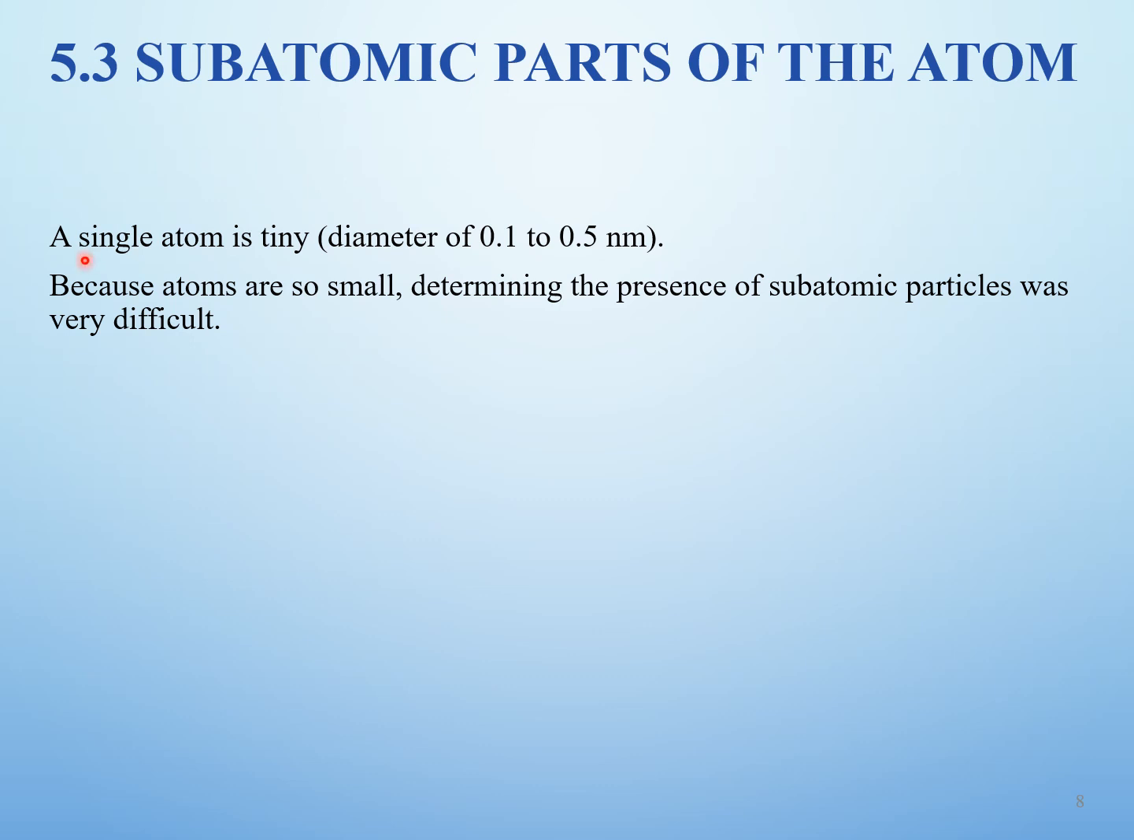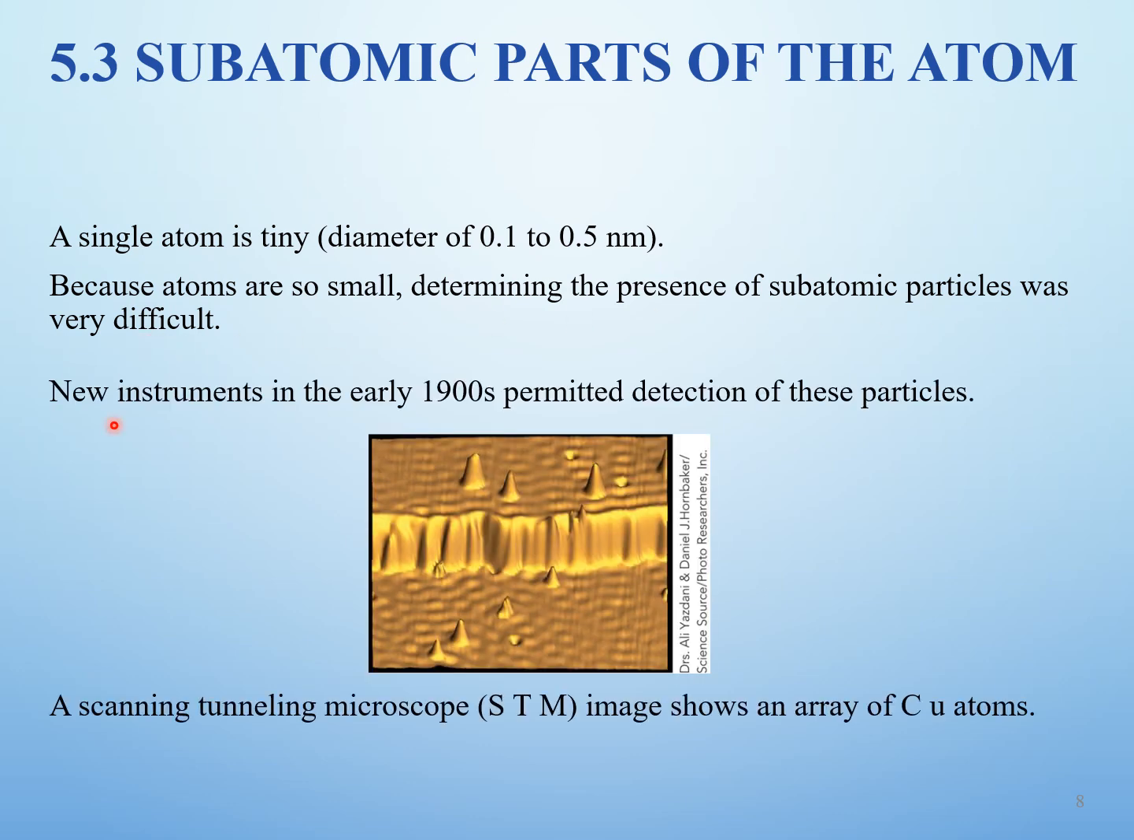So let's talk about a tiny atom. It's super tiny. The diameter is between 0.1 to 0.5 nanometers. Remember, nano is 10 to the minus 9, so it's a really small size. Because atoms are so small, determining the presence of subatomic particles was really difficult, especially back then. New instruments in the early 1900s allowed detection of these particles. For example, a scanning tunneling microscope, STM, shows an array of copper atoms, so we can start seeing a lot finer details.